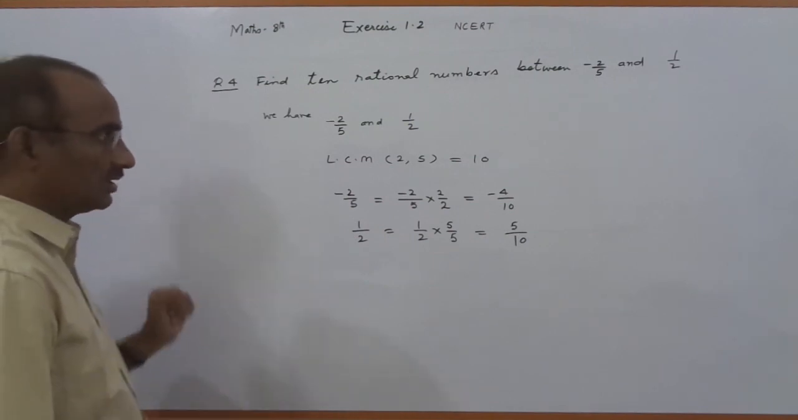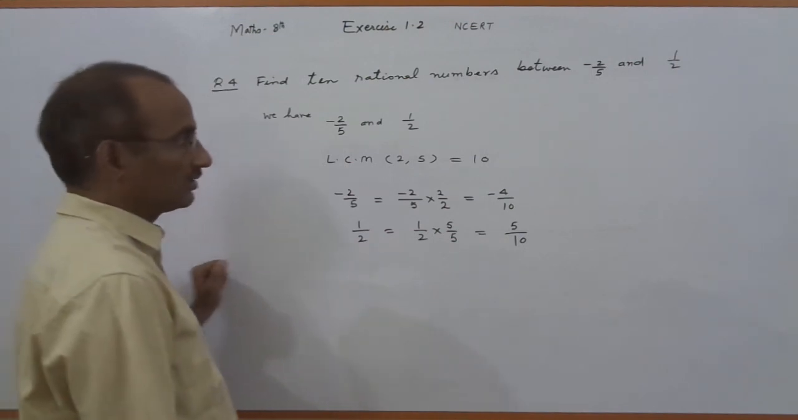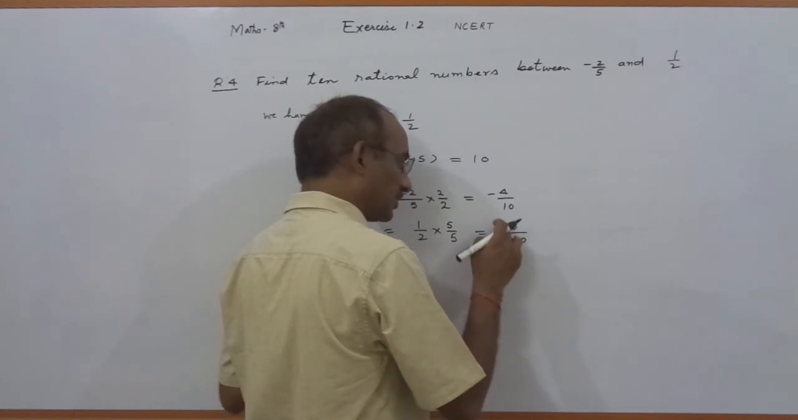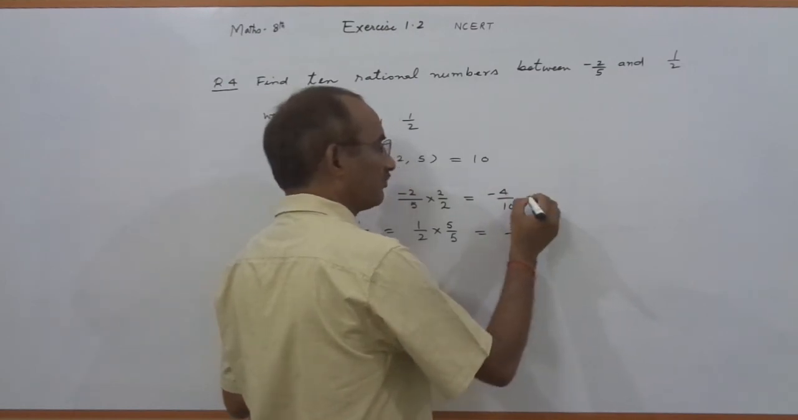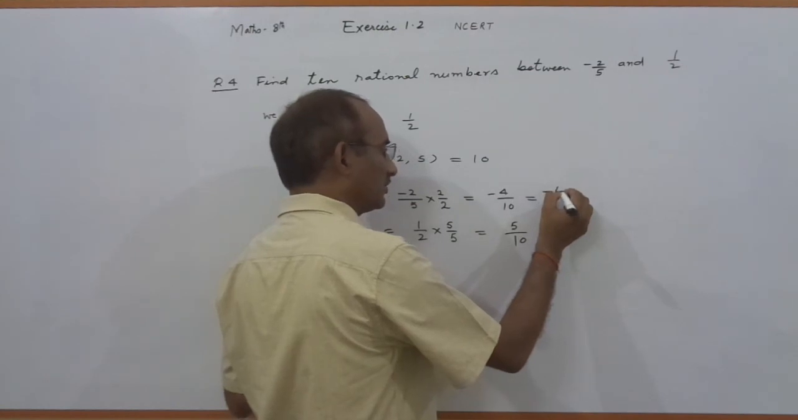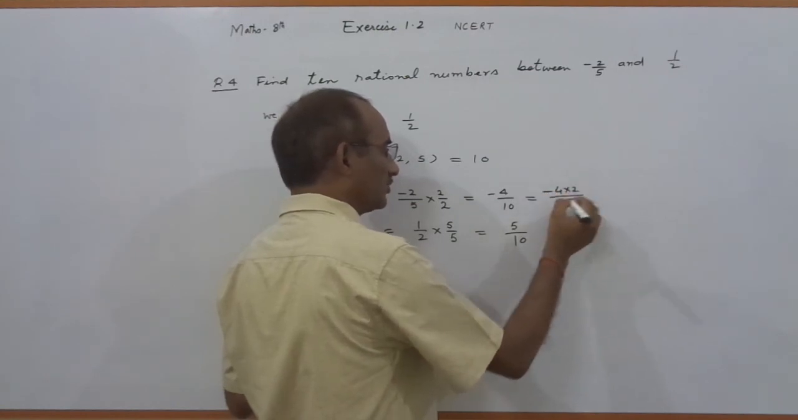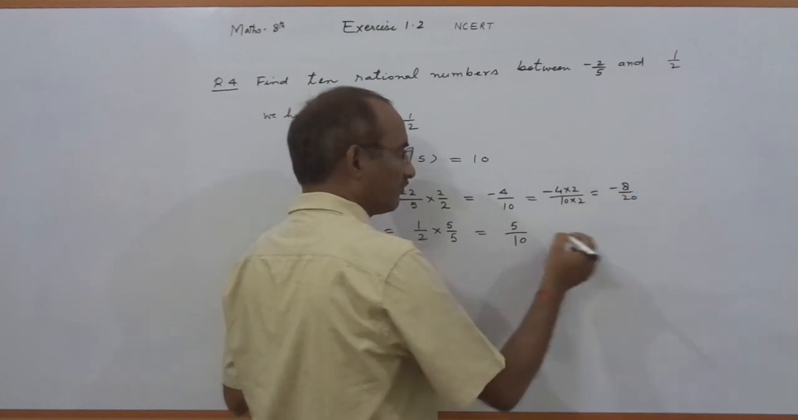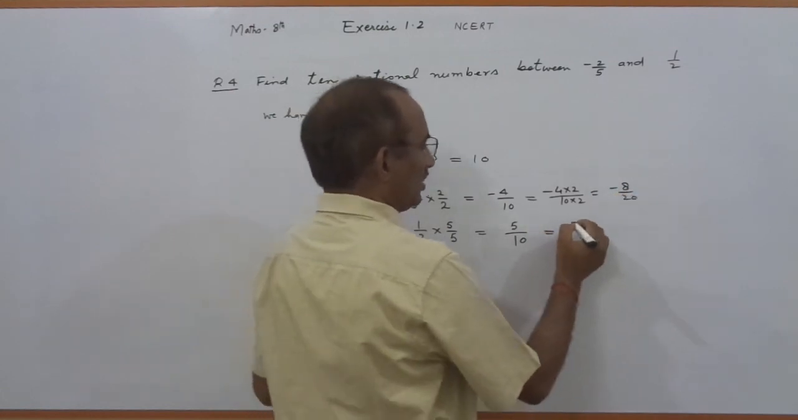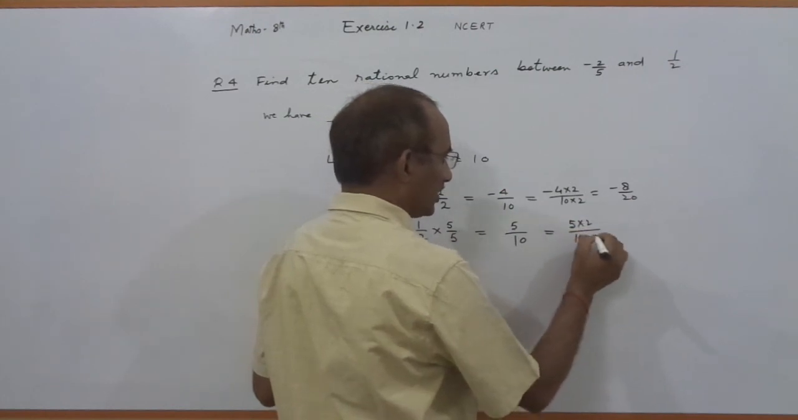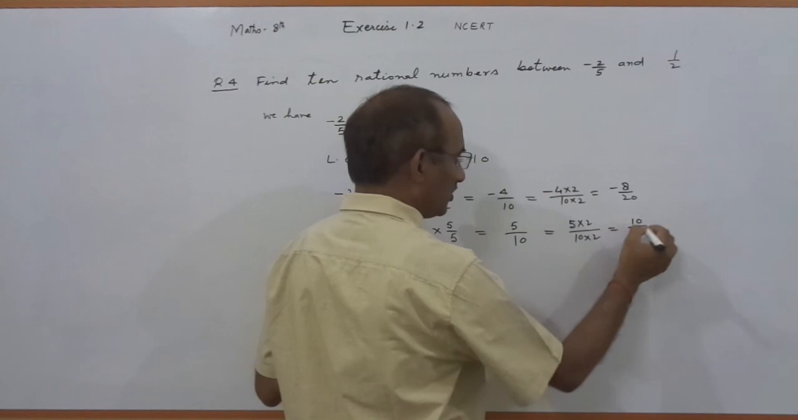So the easiest way is that we multiply -4/10 and +5/10 by 2. So here we get -4 into 2 and 10 into 2. So we get -8/20 and 5 2s are 10 and 10 2s are 20. So we get 10/20.